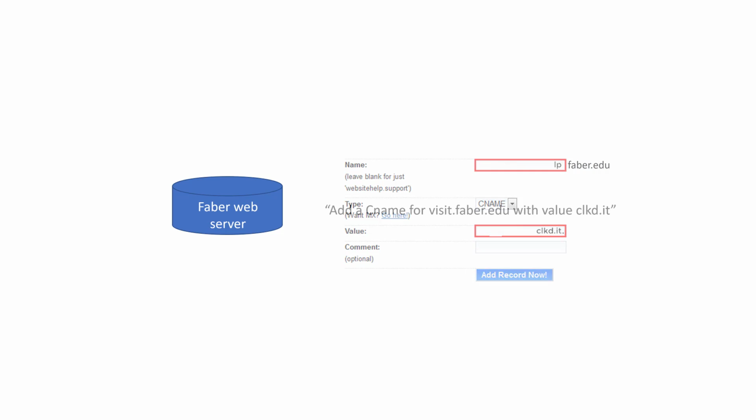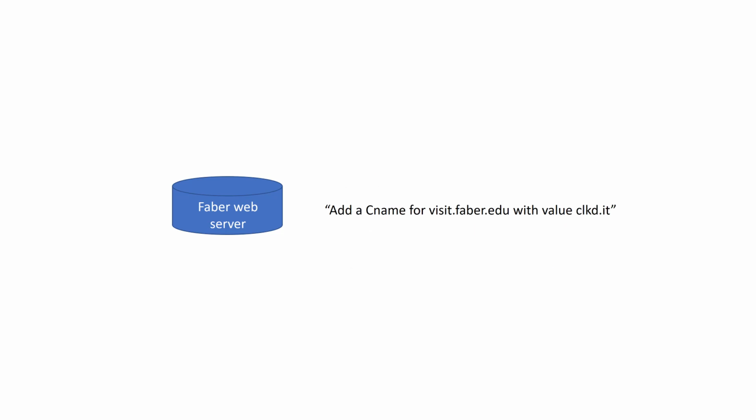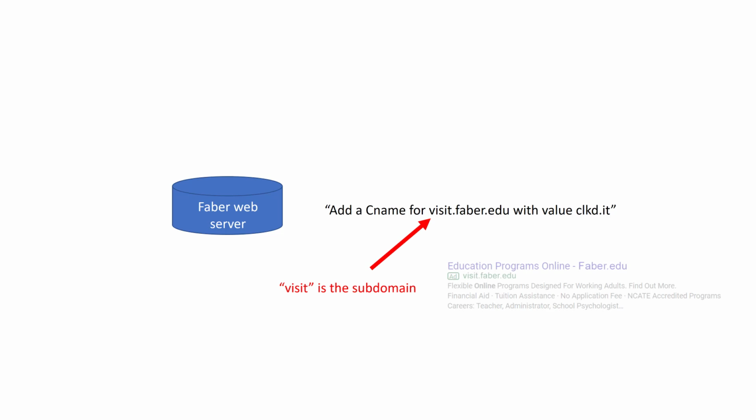One last thing, just to make sure that it's clear, is that you don't have to use LP. You can use anything you want. So for example, if you want to add a CNAME and you want to use the subdomain visit, you'd say, hey, I'm going to add a CNAME for visit.faber.edu, and visit is the subdomain, and having done that, then your ad would look something like this.